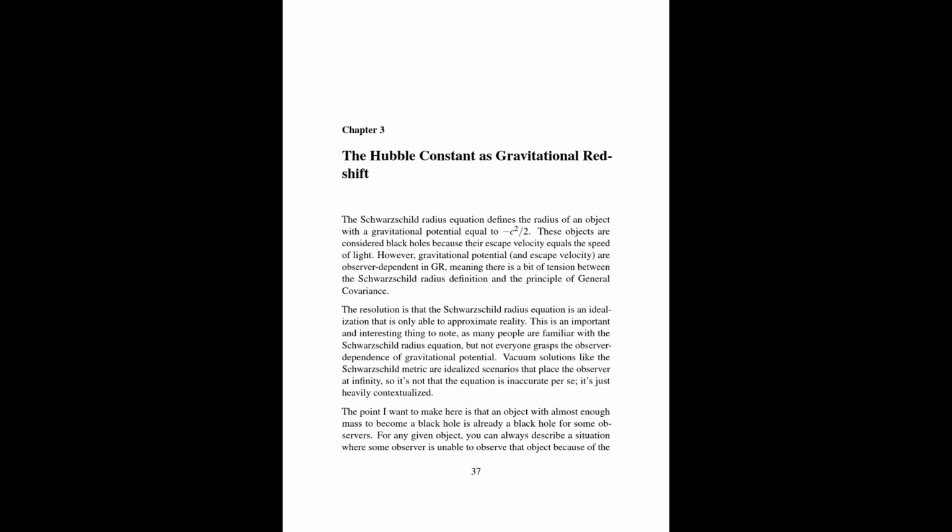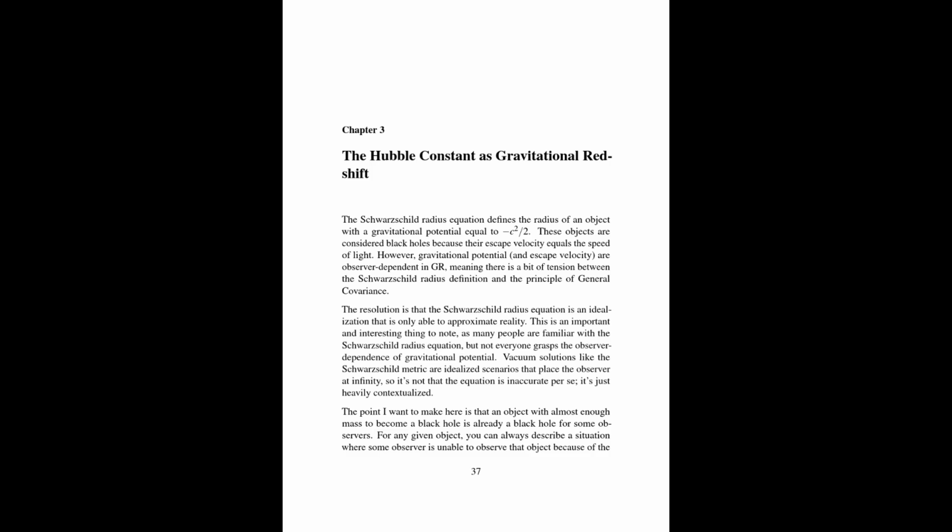Chapter 3. The Hubble Constant as Gravitational Redshift. The Schwarzschild radius equation defines the radius of an object with a gravitational potential equal to negative c squared divided by 2. These objects are considered black holes because their escape velocity equals the speed of light.